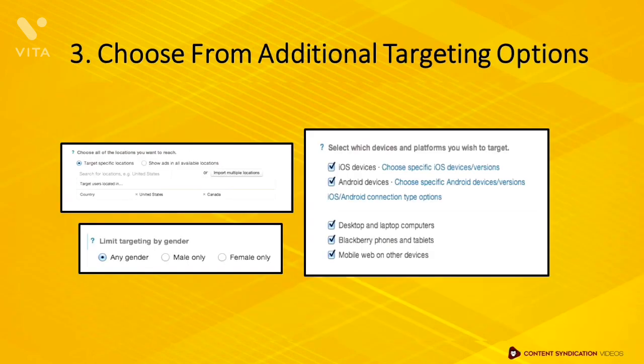The third step is to choose from additional targeting options. This means you can target your audience by location, device, and gender. You can target by location if you are running a business only in specific regions. You can also select which device you would like your promotional tweets to appear on, mobile or desktop. You can also cater towards males or females depending on your product.